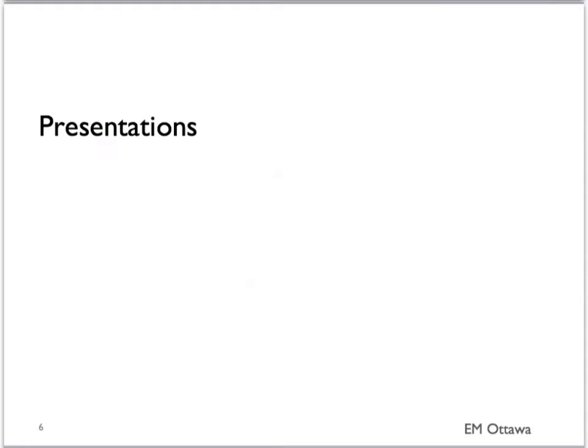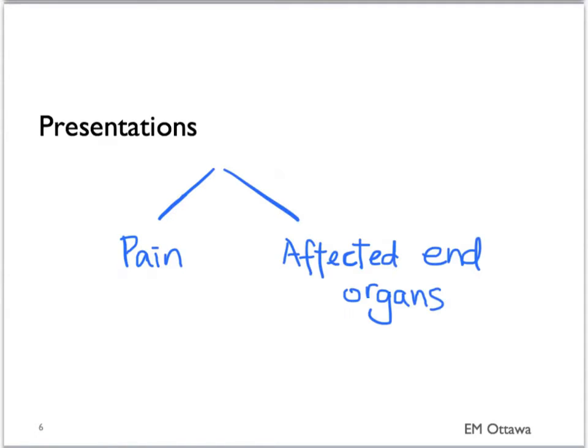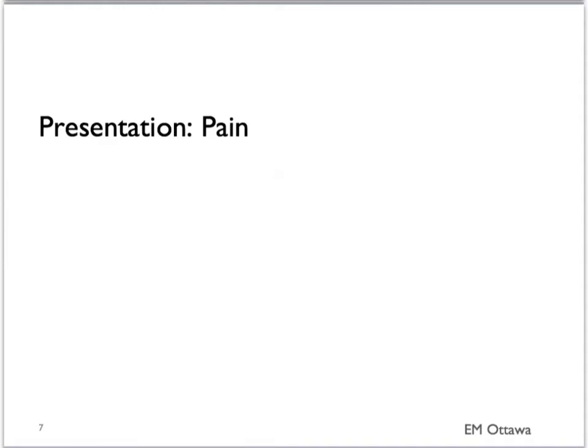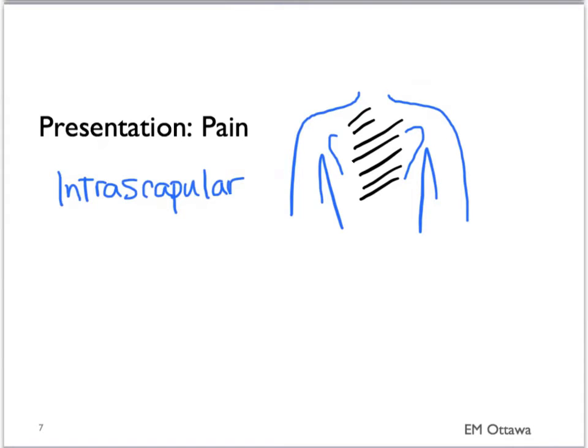How would aortic dissection present? There are 2 parts of the presentation: pain and what target organs are being affected. Let's go through them one by one. The classic pain for aortic dissection is a back pain. This pain is intrascapular, severe, sudden in onset, and maximum at onset.